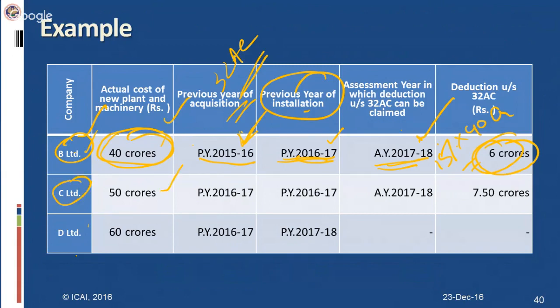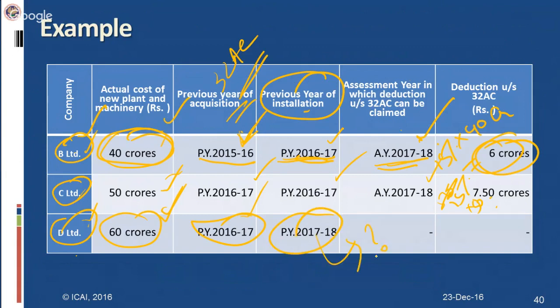Now let's take the case of C Limited. 50 crores. Once again, it's a company, more than 25 crores. Previous year of acquisition is 2016-17. Installation is also in this same year, so there's no issue here at all. It's assessment year 17-18 and it's 15% of 50 crores. That is 7.5 crores. Now we'll take the case of D Limited. 60 crores. Here again, company assessee, more than 25 crores. Previous year of acquisition is also okay, 2016-17. Installation is in previous year 17-18.